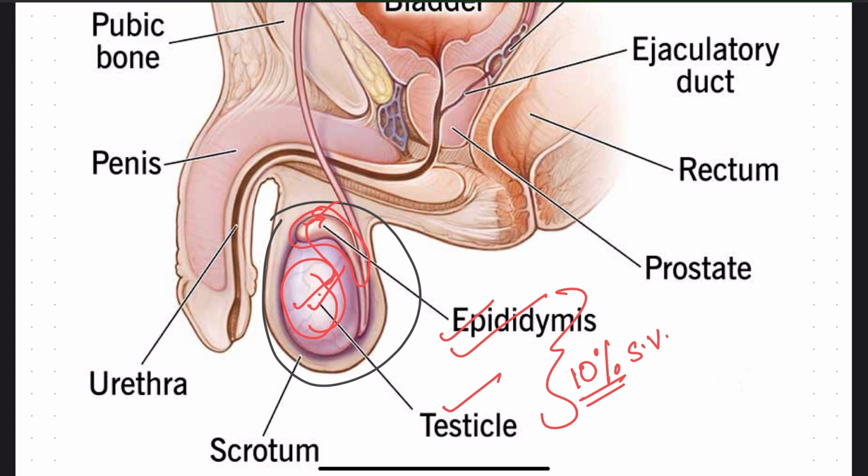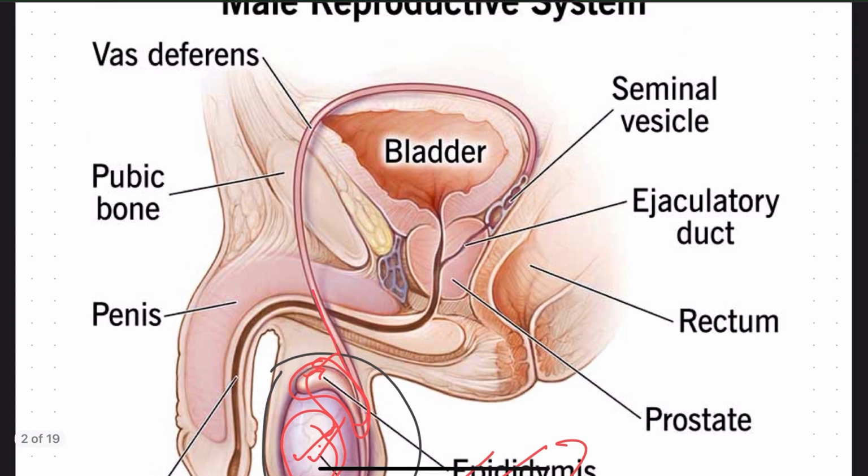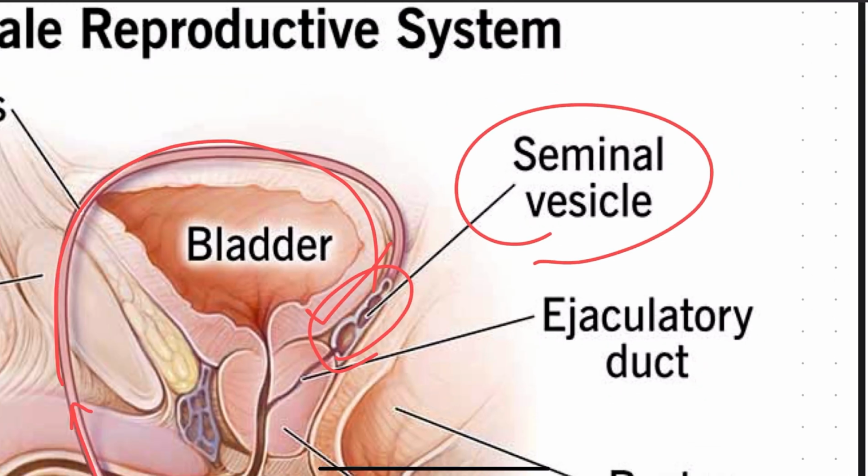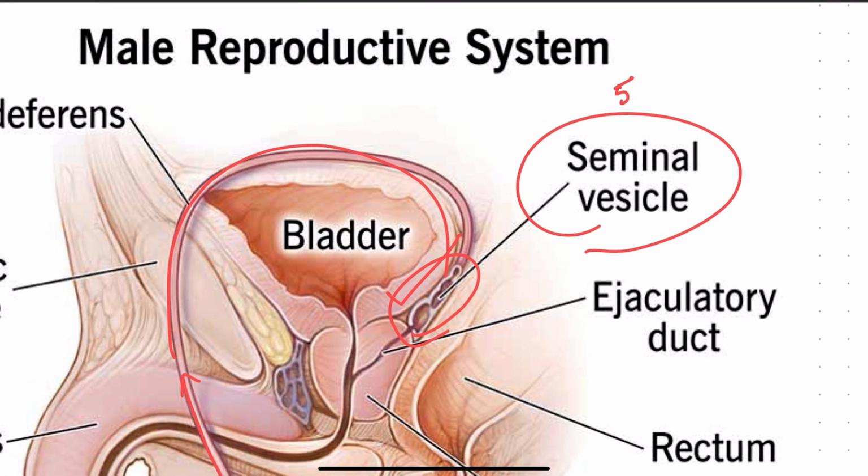From the epididymis, the spermatozoa travel through this vas deferens. This tubular structure is the vas deferens. They travel through the vas deferens and enter seminal vesicles. These are the seminal vesicles. So, the seminal vesicle contributes to the major portion of semen volume. 50% of semen is made up of secretions from the seminal vesicle, and most importantly, it produces fructose.